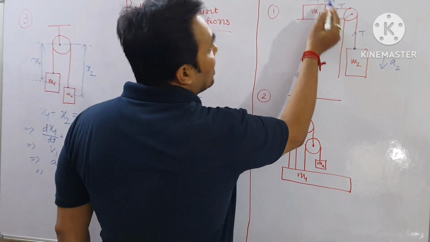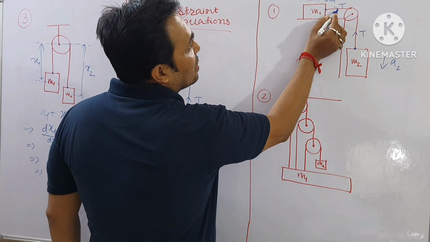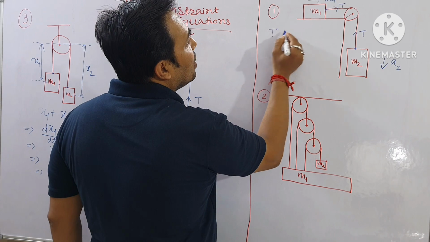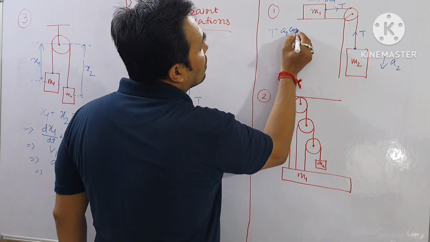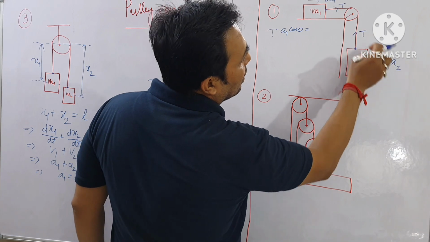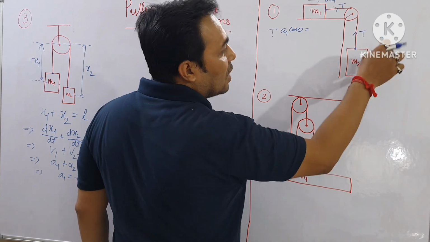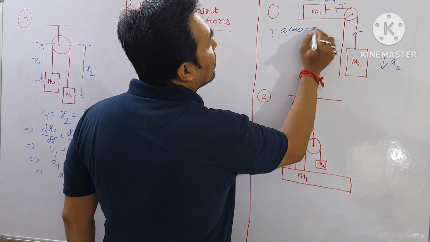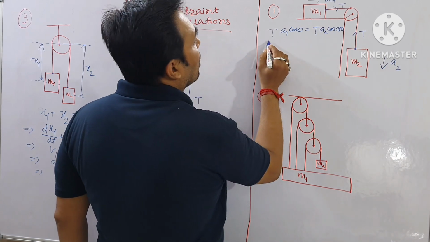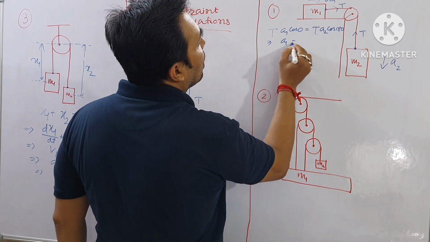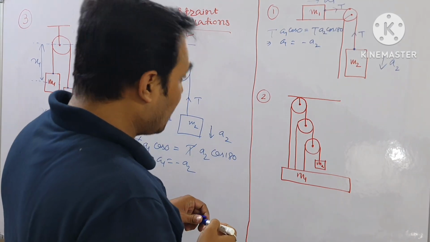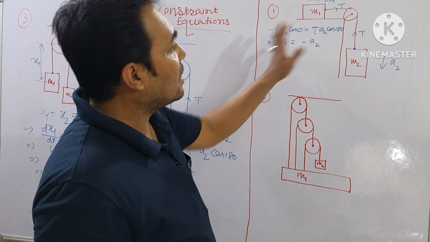Now see, for this system what will you have? Tension and acceleration are in the same direction. So what will you have? T A1 cos 0 is equal to, again you will have T in the upward direction and acceleration in the downward direction, so you will have T A2 cos 180. So you will again have A1 equal to minus A2. That means in this case also we can find the acceleration in a very quick way like this.